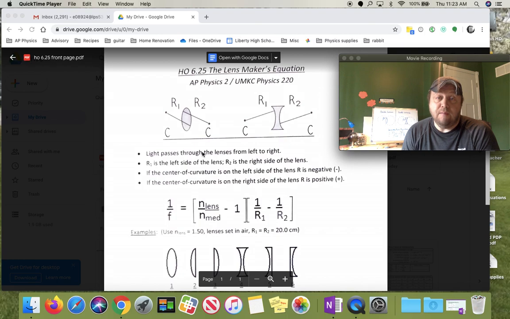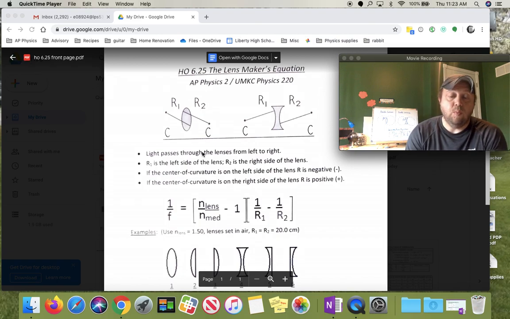So I have provided a handout 6.25. Hopefully you guys have that opened up and you are looking at it, or split your screens if you're viewing them both on the laptop. But I wanted to walk us through the front page of handout 6.25 just on the lens maker's equation. Then I will have you guys finish up the back page and submit that to me.